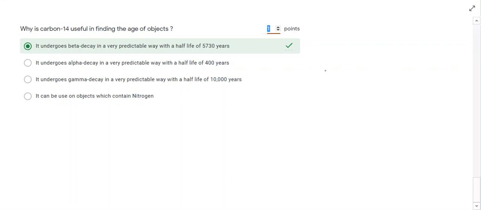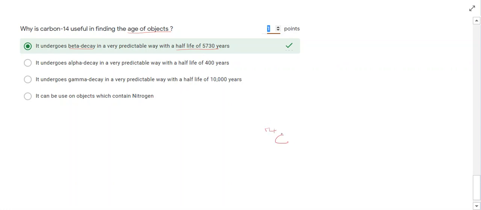So in this question, you are asked, why is carbon-14 useful in finding the age of objects? The reason why it's useful is because it undergoes beta decay in a very predictable way, and it has a half-life of 5,730 years.